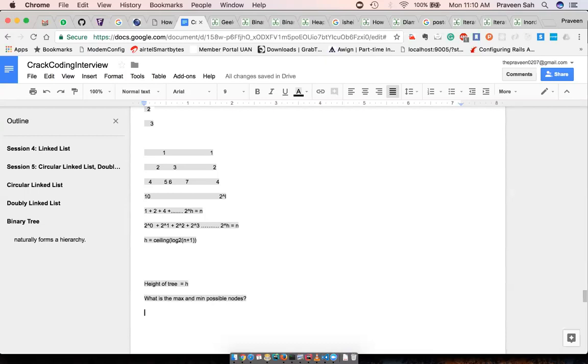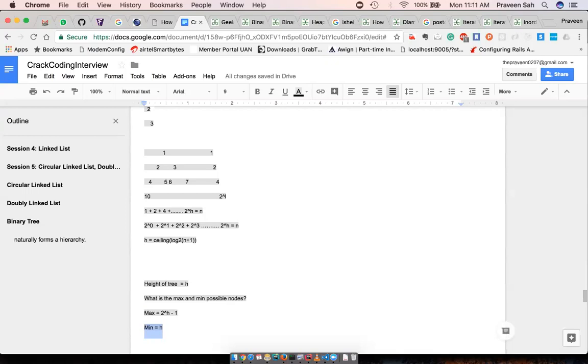2 raised to h minus 1. Is this maximum or minimum? This is the minimum possible. No, this is maximum. One sec. Minimum is just h. So with h nodes, we can have a tree of height h. This is the minimum nodes. If we have fewer nodes than this, we cannot have a tree of height h. So with a minimum of h nodes, we can create a tree of height h.